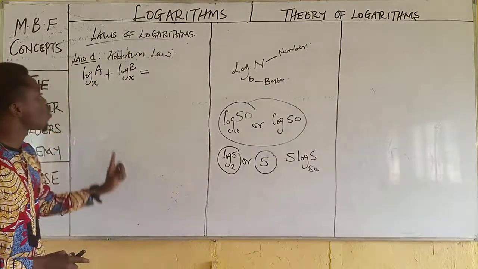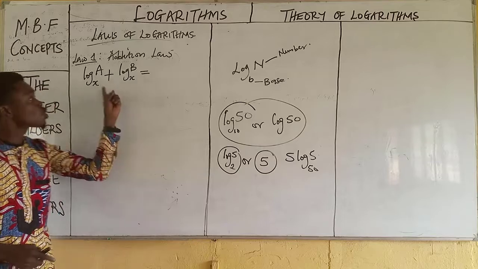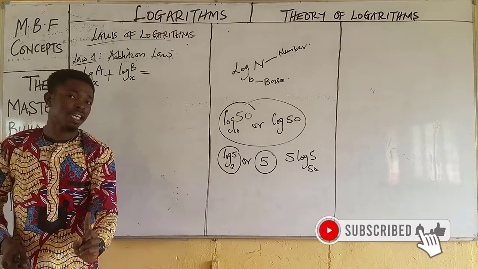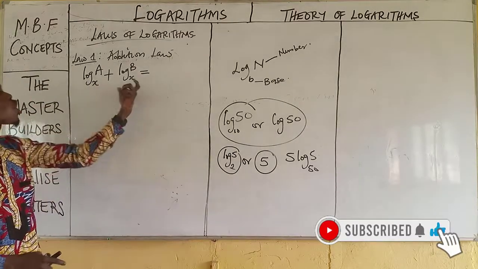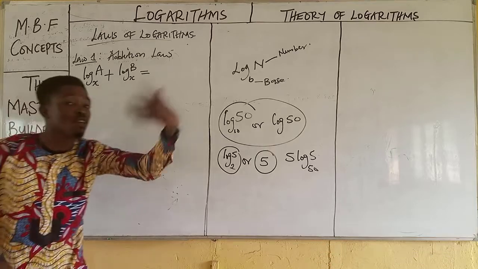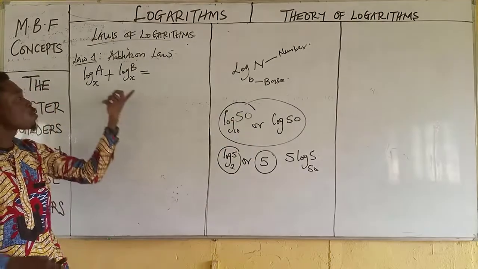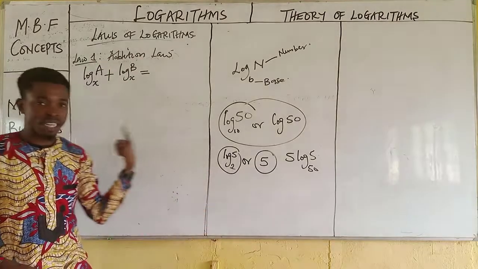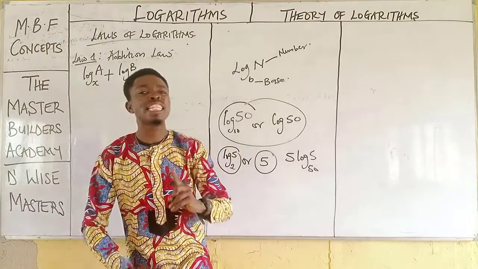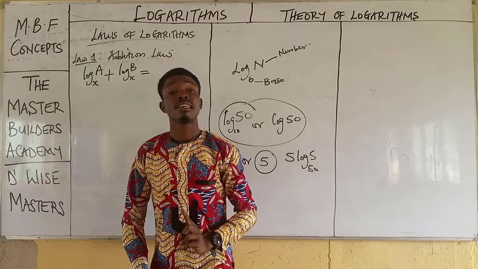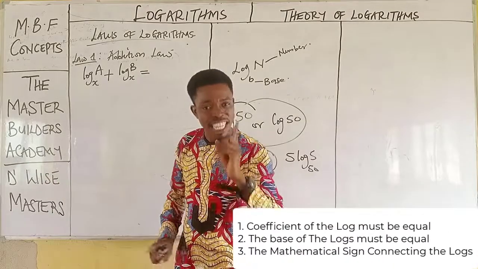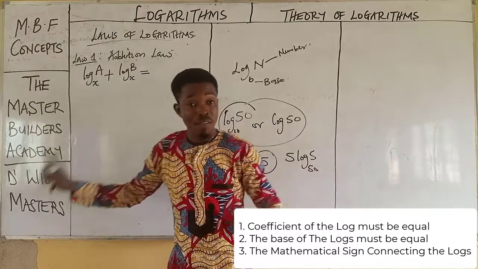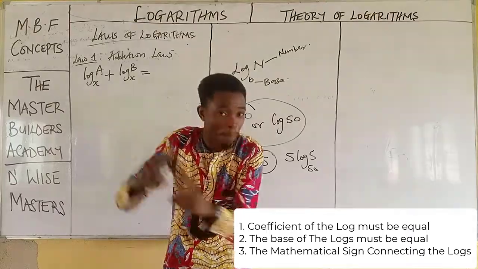Number two that you watch out for is that they must have equal base. So this is base x, and this other guy is equally to base x. Then finally, you must find out what is connecting the two logs, or the numbers of logs, if there are more than 2. But for this case, we have 2. What is connecting the second log to the first? So these are the 3. Number 1 is ability to identify the coefficient of the log. They must have equal coefficient, which is normally accepted as 1. So the coefficient of the two logs that are to be added together must be 1.